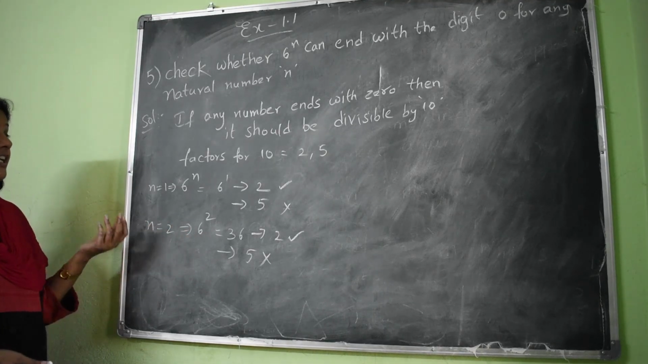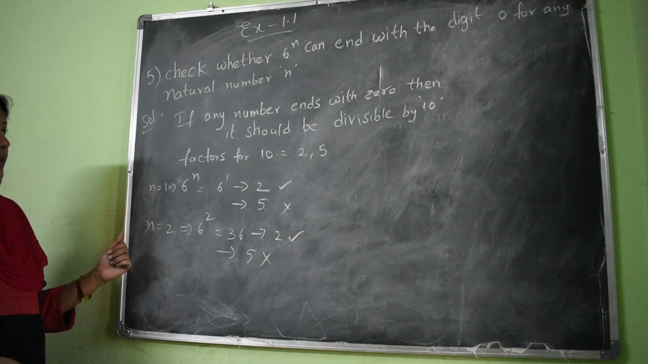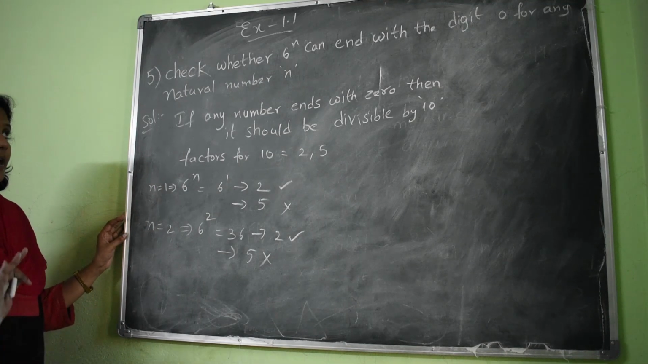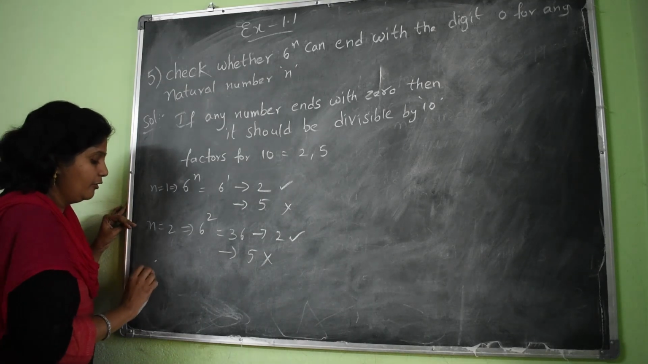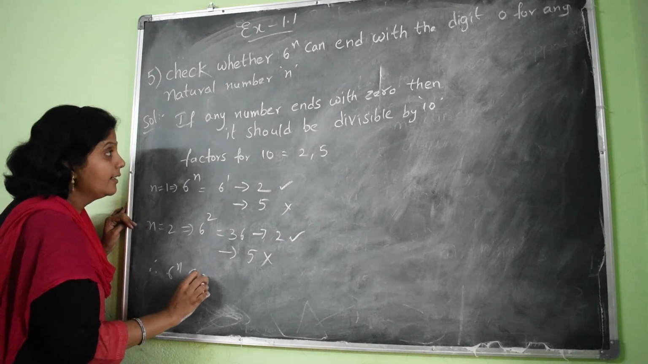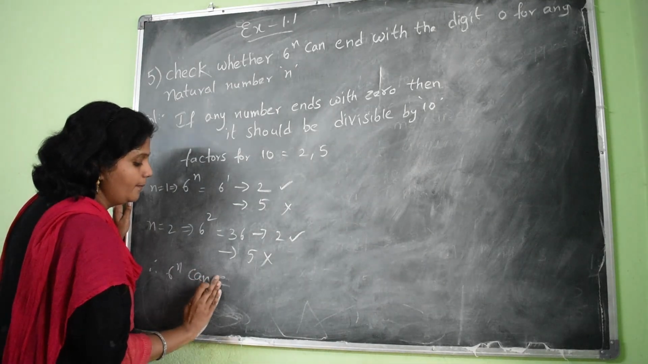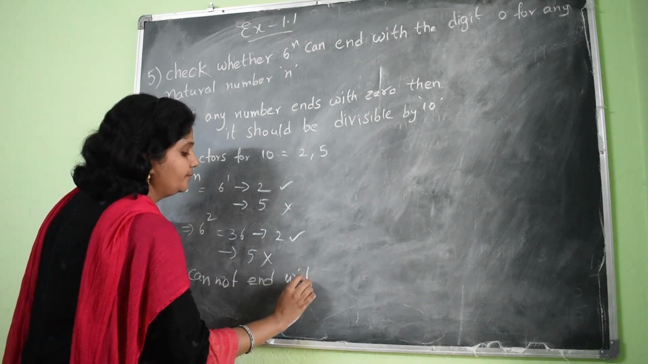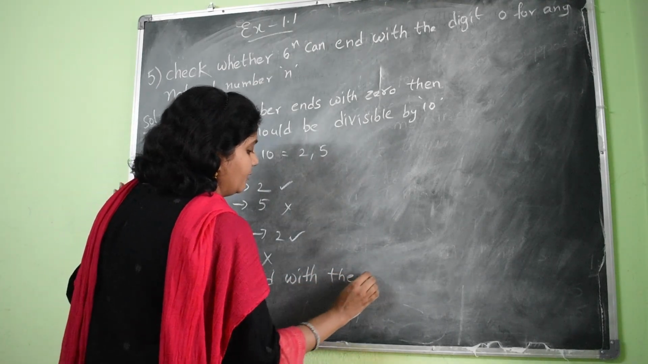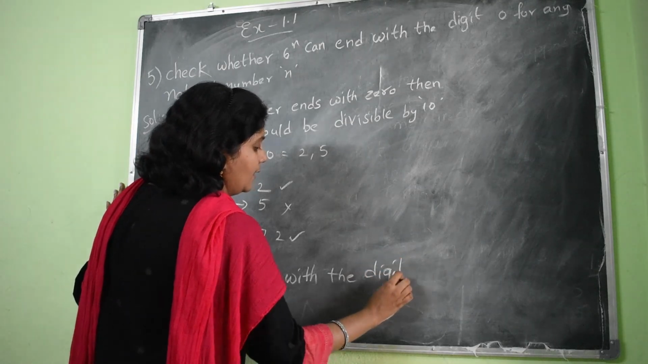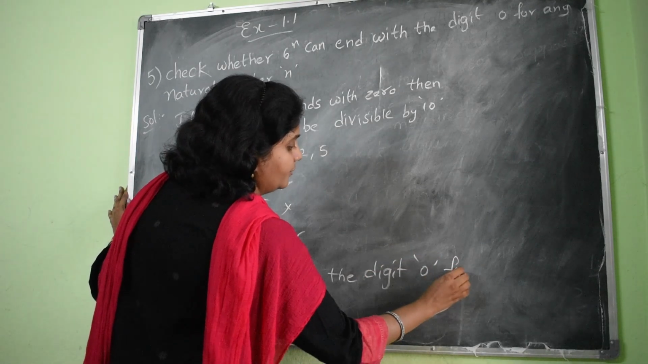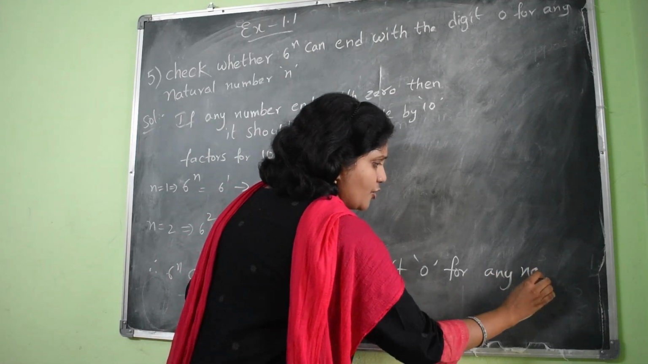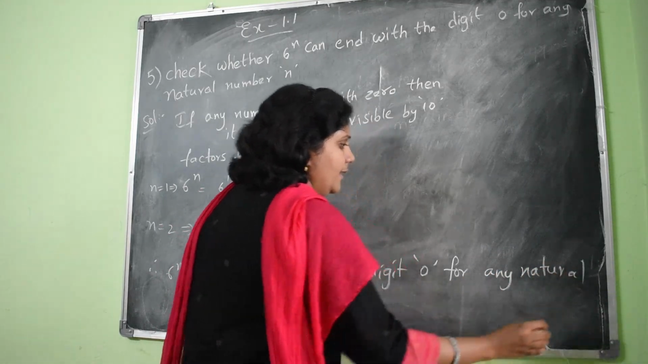Therefore, by observing this, we can say that 6 power n can never end with the digit 0 for any natural number. Therefore, 6 power n cannot end with the digit 0 for any natural number n.